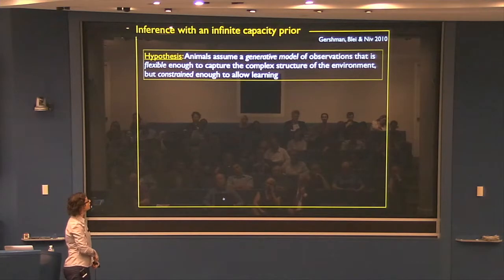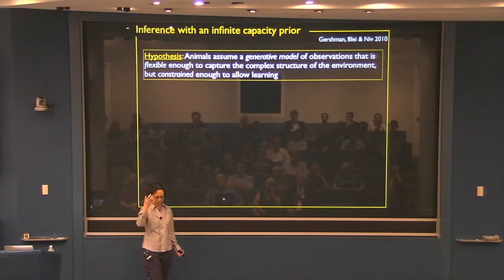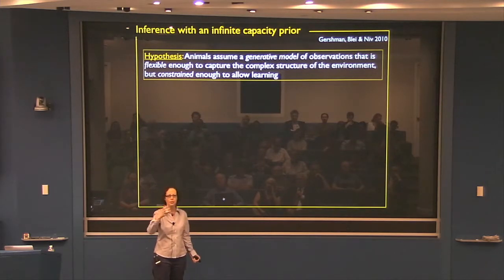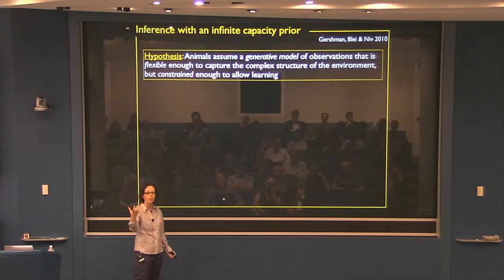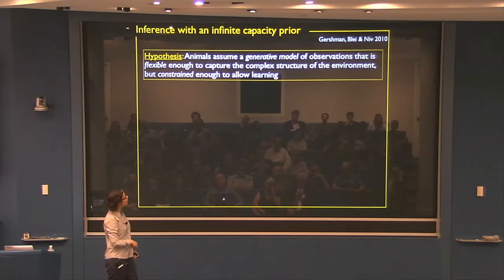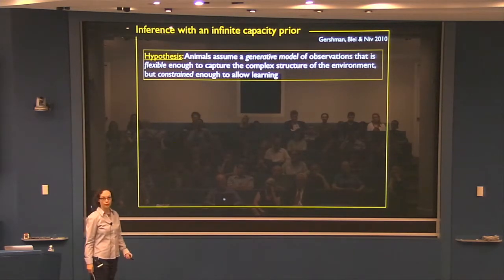And the assumption here is that we have a structure that we call a generative model. This is a model of how causes generate observations. So I get to see observations, but I have an idea of how they are caused in the world. And I have a generative model that is, as I said, flexible enough to capture complexity. So that's why it's infinite capacity. It has really large capacity, but it's constrained enough to allow learning.